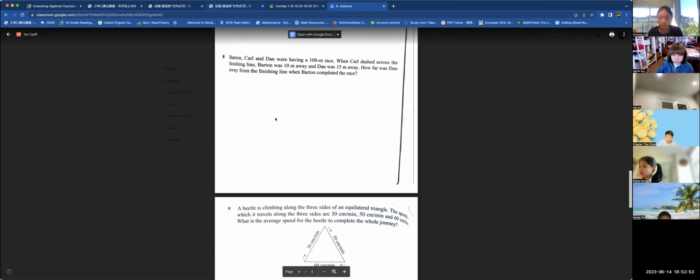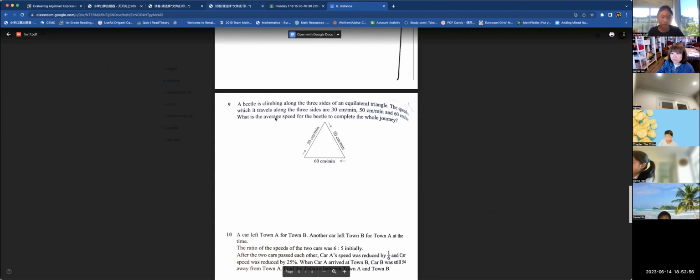Okay, so let's take a look at the next one. This time the question is different again, because it's a triangle. There's a beetle, a little bug. It's climbing along the three sides of an equilateral triangle. What is an equilateral triangle? That means each of the sides is the same. The speeds of the beetle along the three sides are 30, 50 and 60 centimeters per minute. Some kids ask why. Well, one side is uphill, one is downhill, one is flat. Why is downhill slower? It's afraid of rolling down, so it needs some braking, right? What is the average speed for the beetle to complete the whole journey?